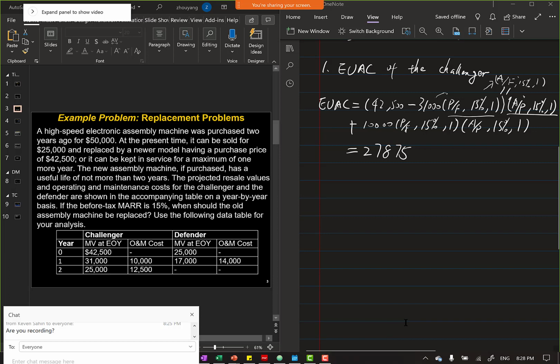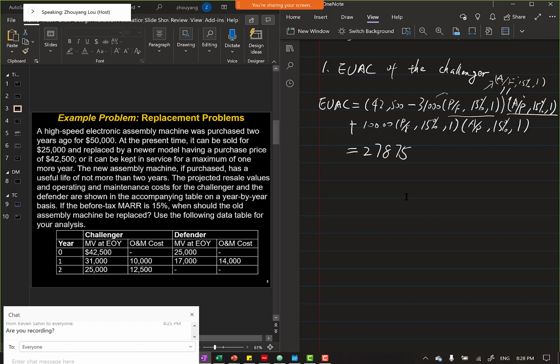That's really important. Because I just missed the previous recording part, let me re-elaborate. To calculate the EUAC for the challenger at the first year, we first calculate the capital recovery part. We first turn the 31,000 to the present worth using the P given F factor, and using the market value as the year 0 minus that value, as a whole piece, we turn that to the annual worth using the A given P factor. We also note here, when we multiply the A given P factor by the P given F factor, that will just be the A given F factor.